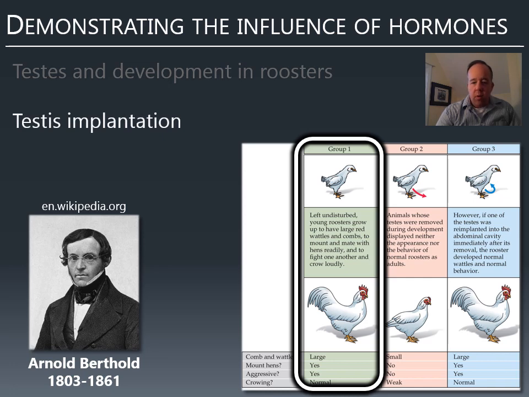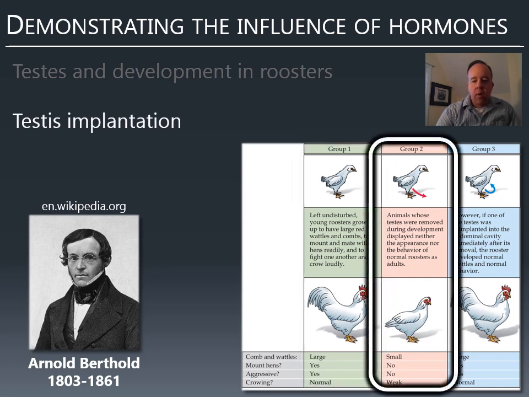What was interesting, though, and what Berthold did, was first he removed the testes of a rooster. And again, people knew what happened when you remove the testes. Normally, a rooster develops differently. It doesn't get as big. It doesn't engage in aggressive or sexual behaviors. Its vocalizations are diminished. So again, this was not a surprise. This was not Berthold's contribution. What Berthold did was a clever experiment.